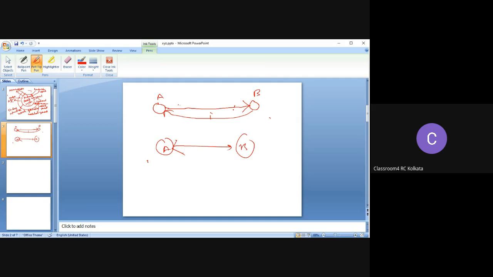So these are the basics of the first chapter. And another thing is protocol. Have you any idea about protocol? What is protocol?